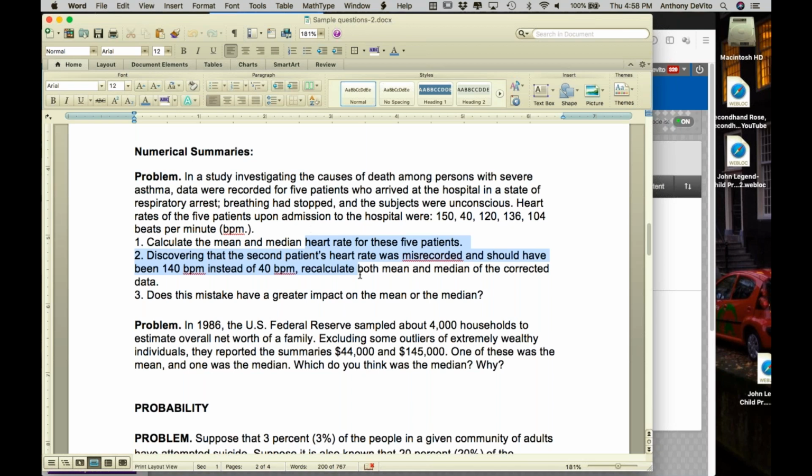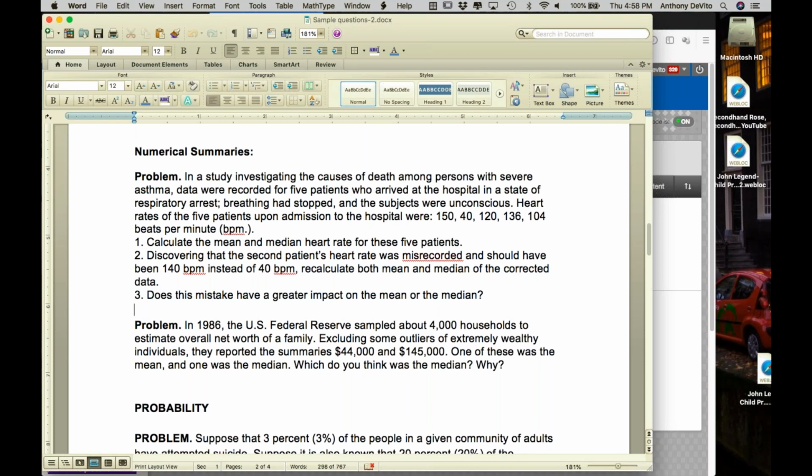Discovering that the second patient's heart rate was misrecorded and should have been 140 instead of 40, recalculate the mean and the median of the corrected data. Does this mistake have a greater impact on the mean or the median? What do you think? Which one is more sensitive to outliers?